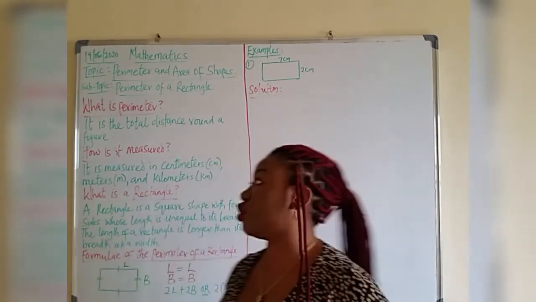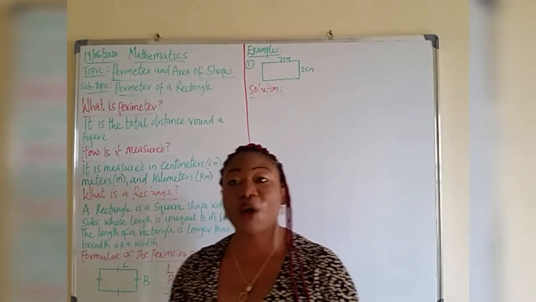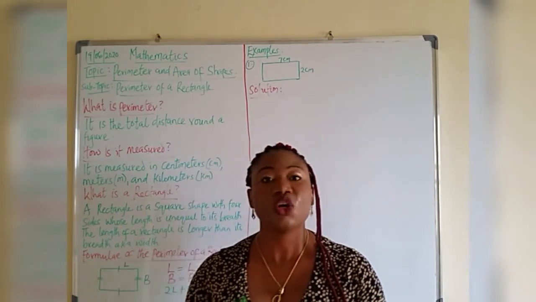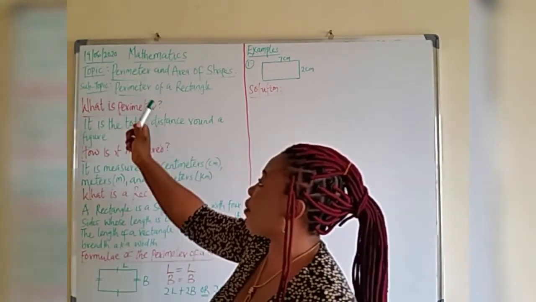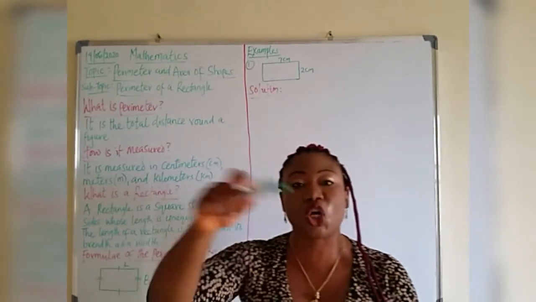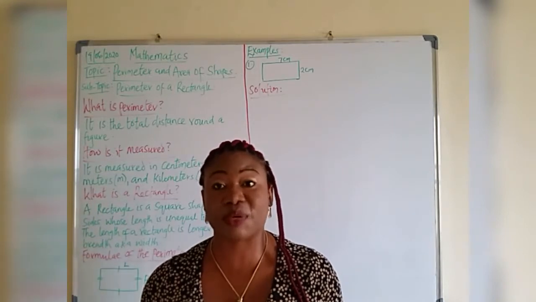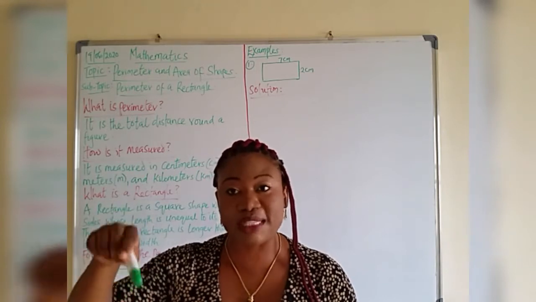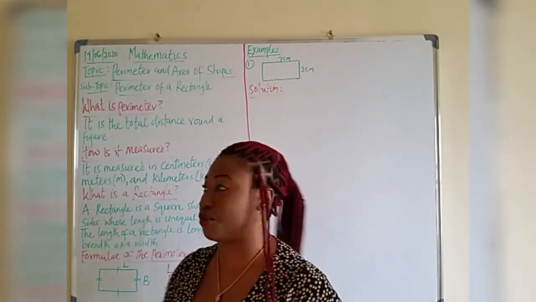Good. Now we're back to perimeter of a rectangle. What is a perimeter? Before we're able to tell what the perimeter of a rectangle is, we should first of all tell what a perimeter is. So we define the perimeter as the total distance round a figure. The perimeter is the total distance round any shape. A shape can be likened as a figure. Any figure at all. The perimeter means that it is the total distance round the particular figure.